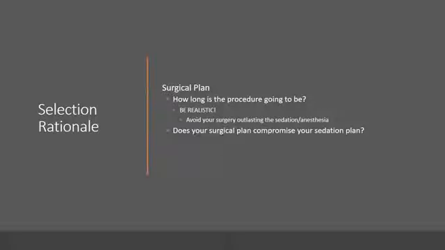Furthermore, you need to make sure that your surgical plan does not compromise your sedation plan. So, for example, if we're extracting a full mouth of teeth, and there's going to be a lot of blood and a lot of irrigation, you need to be concerned if you're thinking, well, maybe I can do an open airway with this guy with an enteral sedation with nitrous oxide. There's going to be a lot of foreign debris in the mouth, and so potentially this may be something where they need to have an intubated anesthetic to protect the airway.